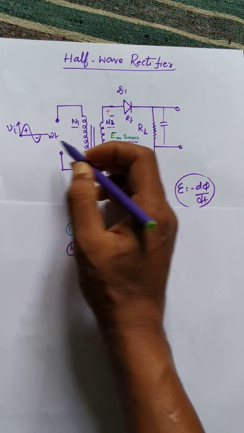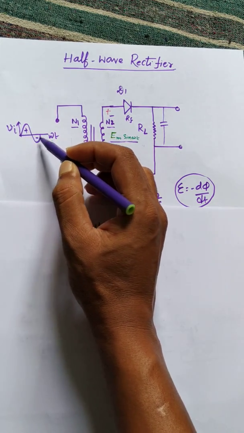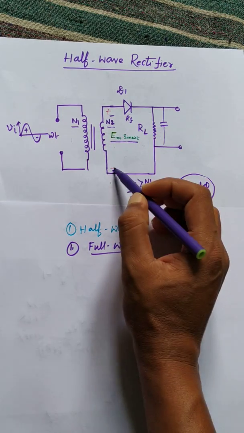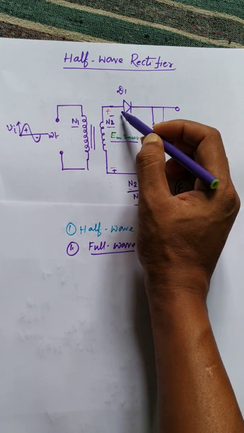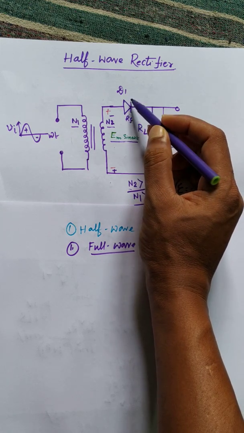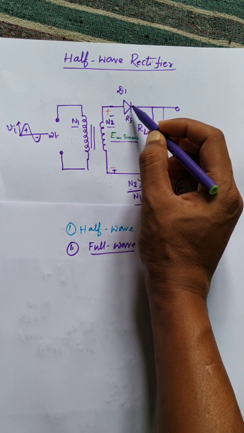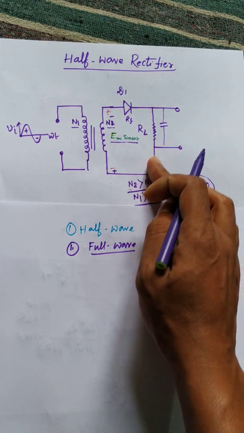Now let's see. During the positive half cycle, the upper side becomes positive and the lower side becomes negative, so the PN junction diode is forward biased and behaves as a short circuit. So high current passes through the circuit.